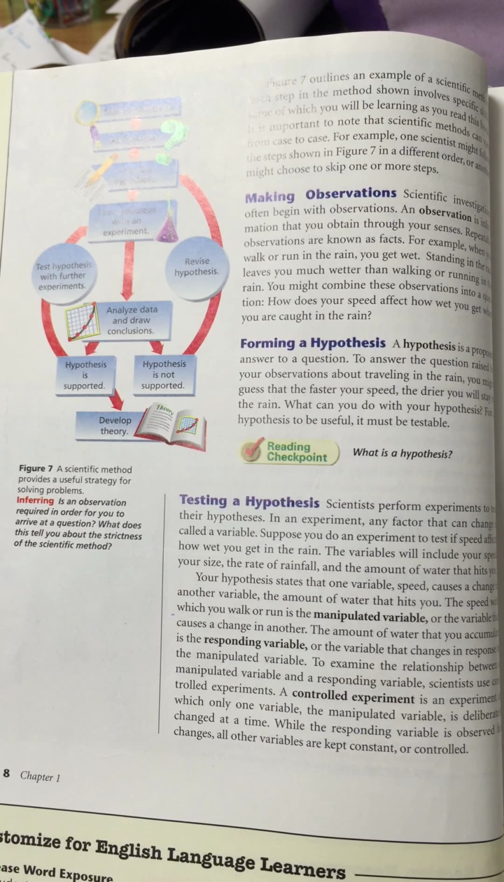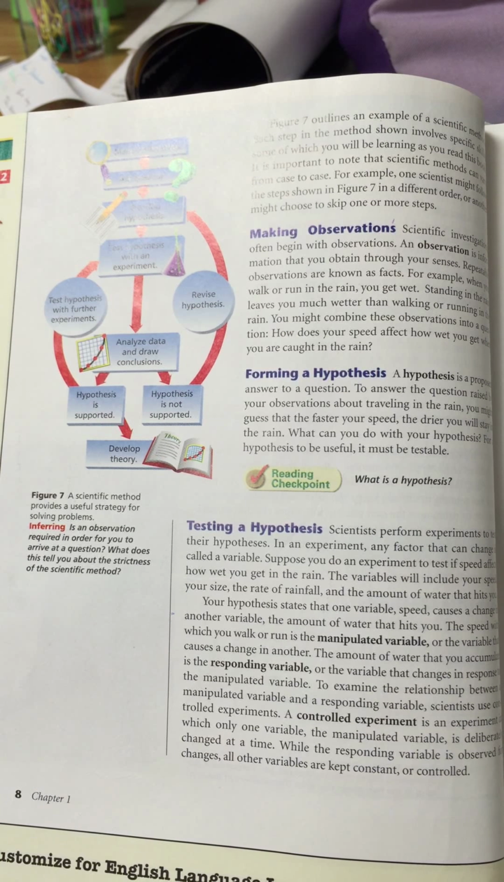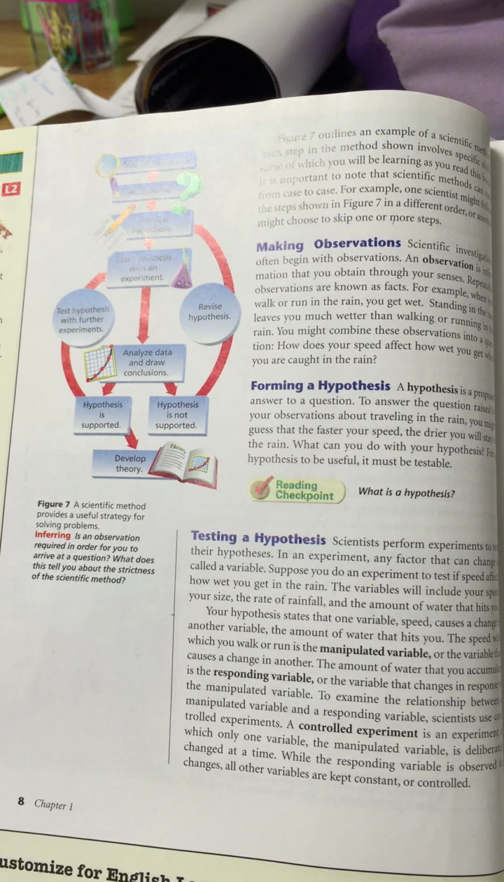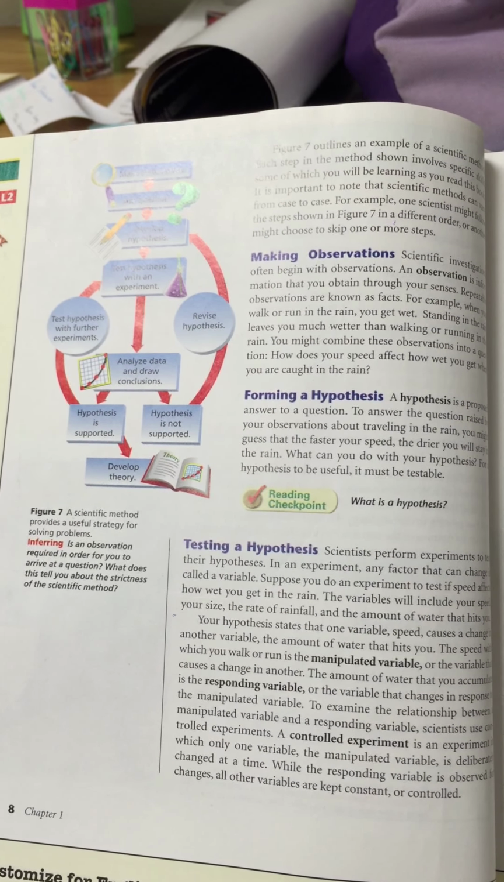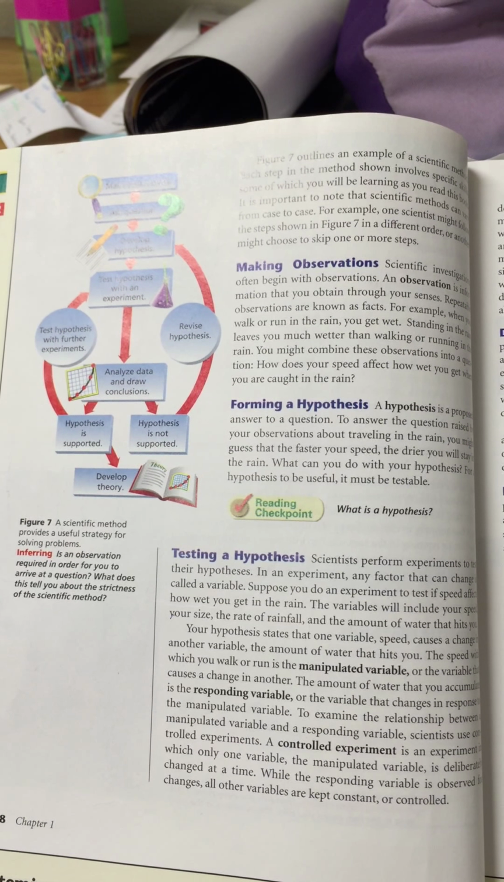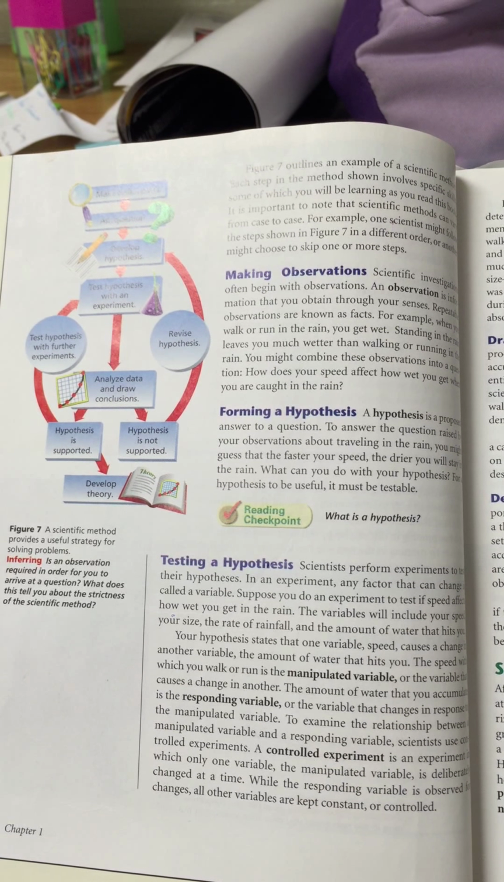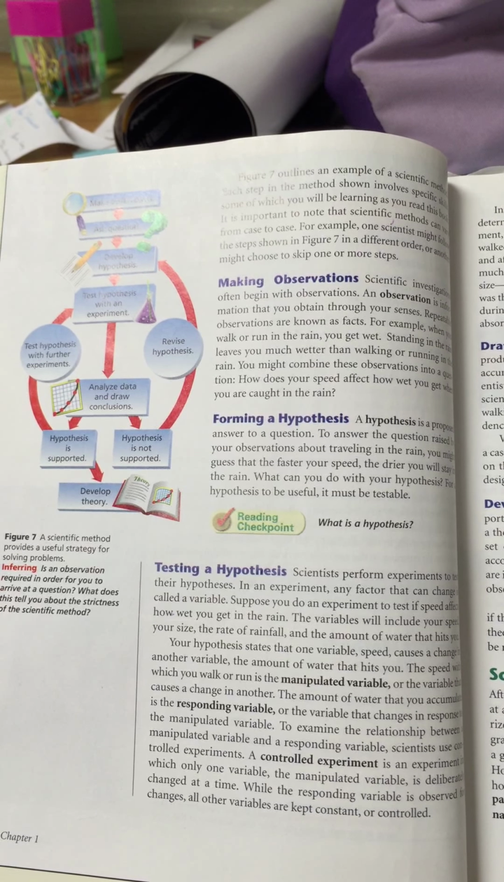Okay, this is section 1.2, page 8. Figure 7 outlines an example of a scientific method. Each step in the method shown involves specific skills, some of which you will be learning as you read this book. It is important to note that scientific methods can vary from case to case. For example, one scientist might follow the steps shown in Figure 7 in a different order, or another might choose to skip one or more steps.